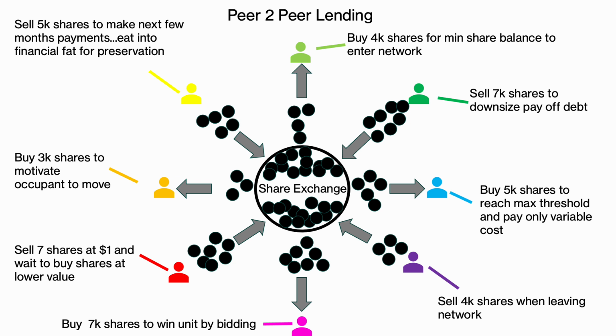So I'll go around the slide real quick. So let's rock around the clock. So in this scenario, a customer buys 4,000 shares to reach the minimum balance to enter the network. So let's say whatever unit they're trying to get, a tiny micro unit, has a 4,000 share buy-in, so they need to buy 4,000 shares from the exchange just to join the network. In this one, a customer has some debts they want to pay off, so they sell 7,000 of their shares to the exchange. This one, a customer buys 5,000 shares to reach maximum threshold and pay only the variable cost.